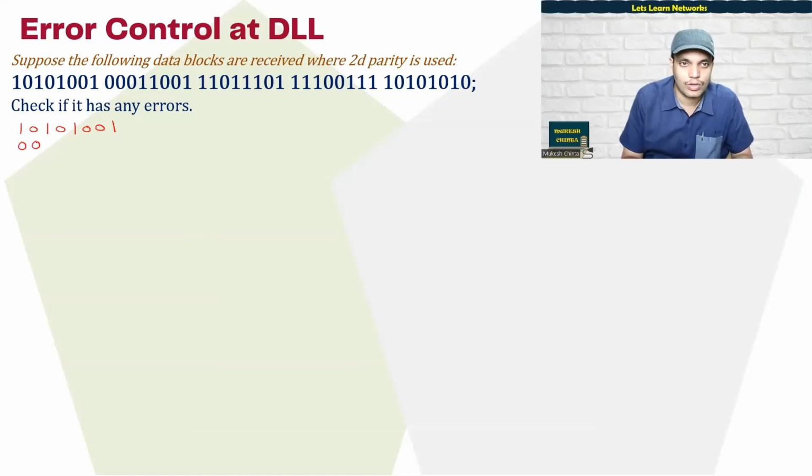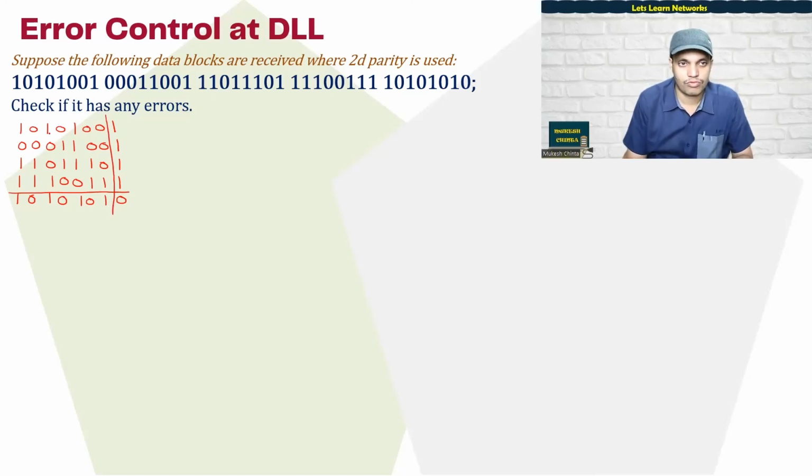So 0 0 0 1 1 0 0 1 1 1 0 1 1 1 0 1 1 1 1 0 0 1 1 1. And once again the last data block is 1 0 1 0 1 0 1 0. Okay, so this is how your 2D check is being made.